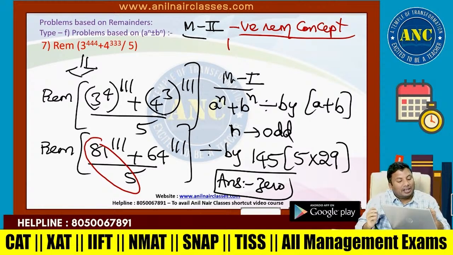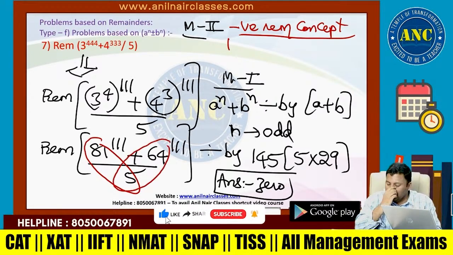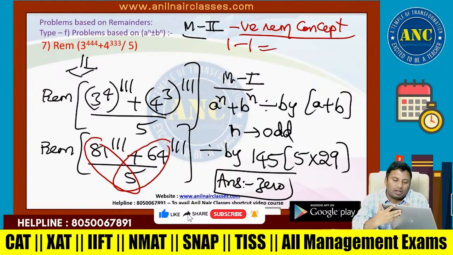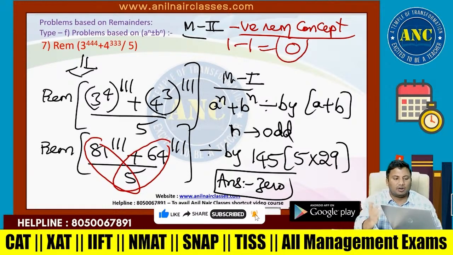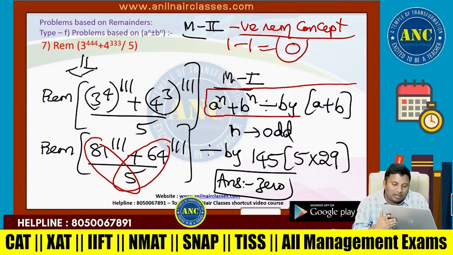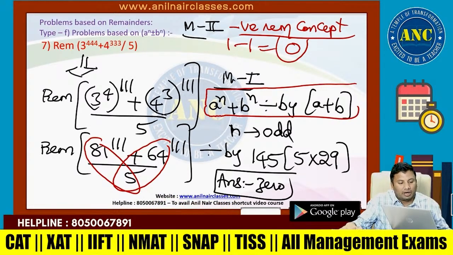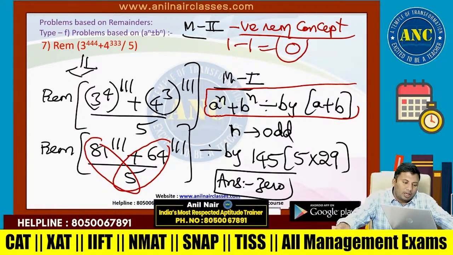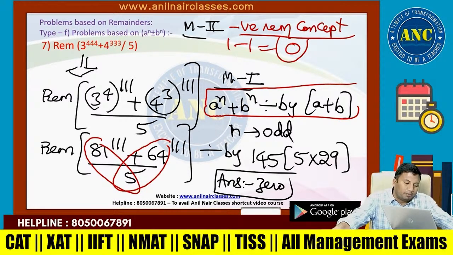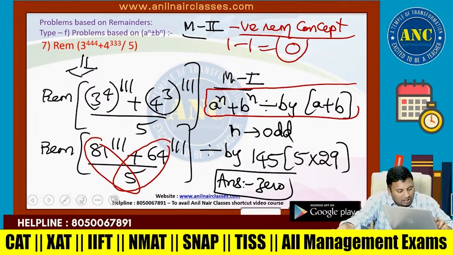5 13s are 65. Negative remainder is minus 1. 1 minus 1 is 0. Either you can use a power n plus b power n divisible by a plus b, or you can use negative remainder. 3 power 4, power triple 1, 4 cube power triple 1. 81 by 5. 5 16s are 80. Remainder 1. 5 13s are 65. Minus 1. 1 minus 1 is 0.